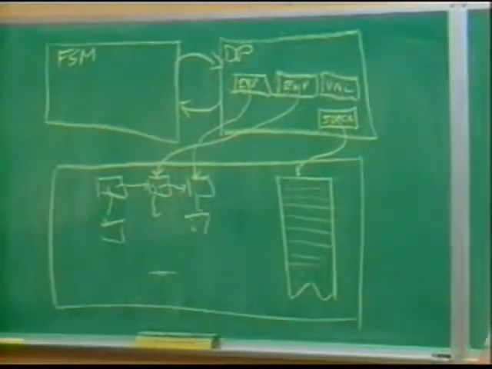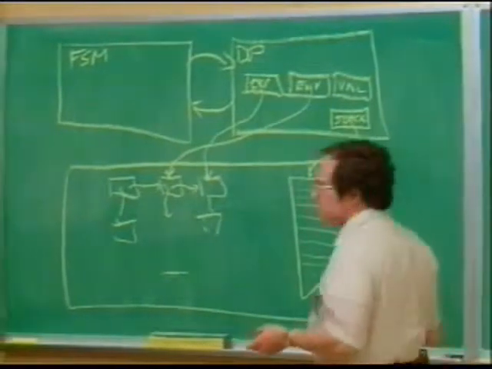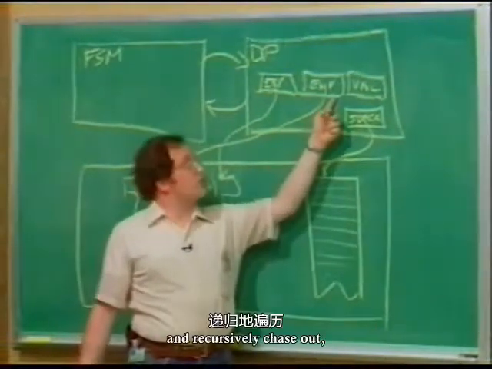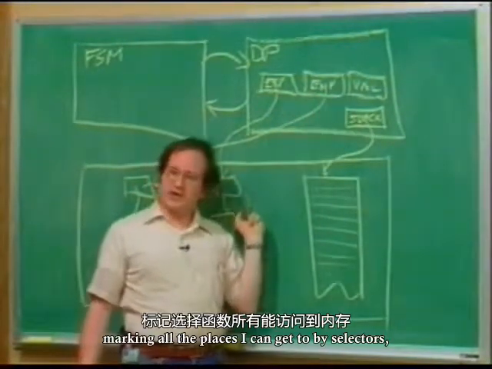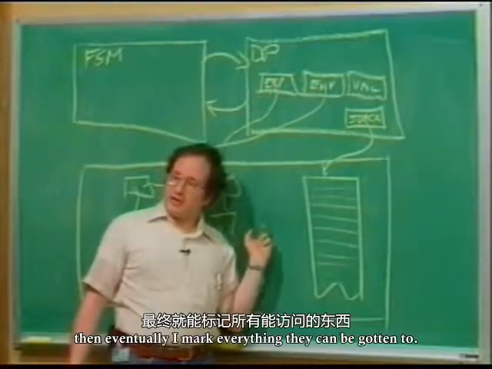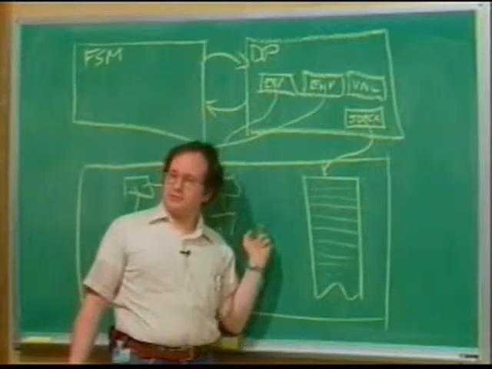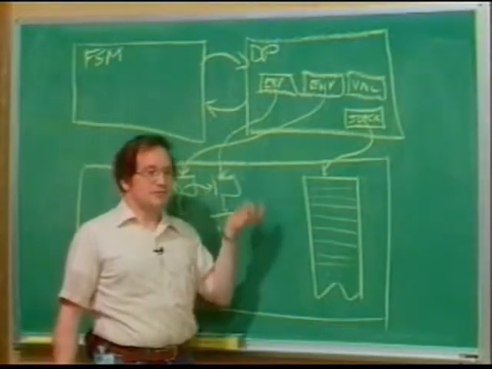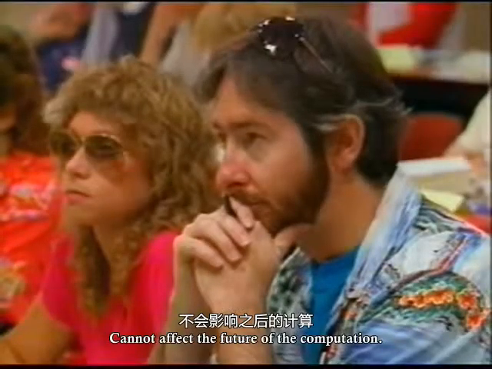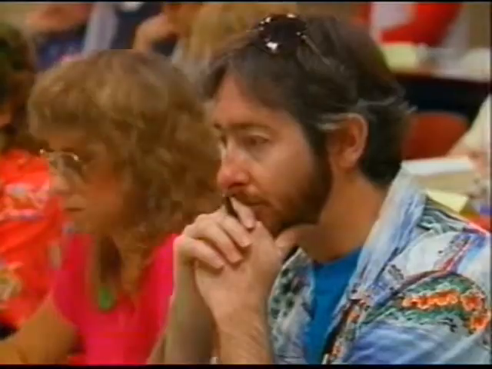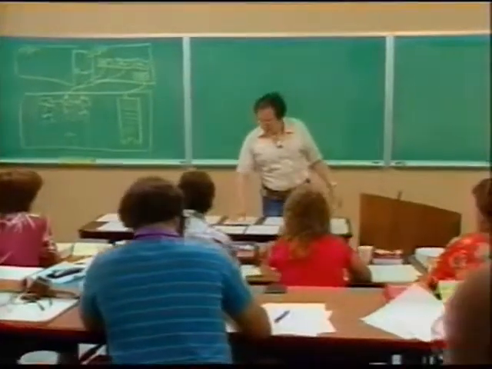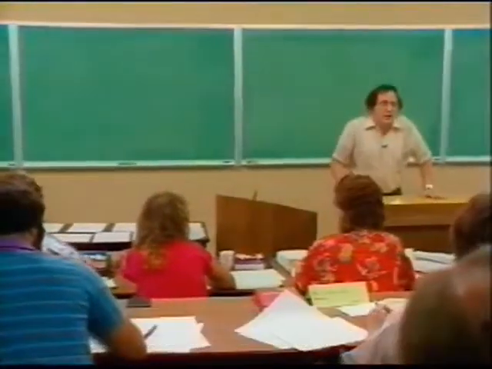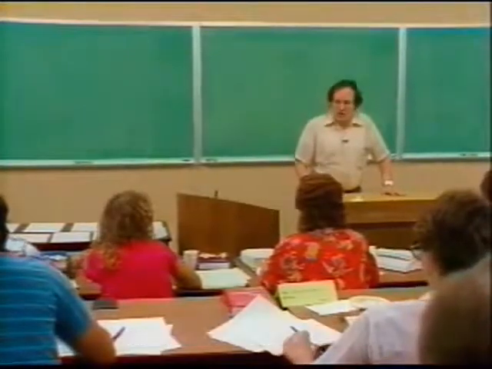If that's the case, then there's a very simple theorem to be proved, which is if I start with all the pointers that are in all these registers and recursively chase out, marking all the places I can get to by selectors, then eventually I mark everything that can be gotten to. Anything which is not so marked is garbage and can be recycled. Very simple. Cannot affect the future of the computation. So let me show you that in a particular example. Now that means I'm going to have to append to my description of the list structure a mark.